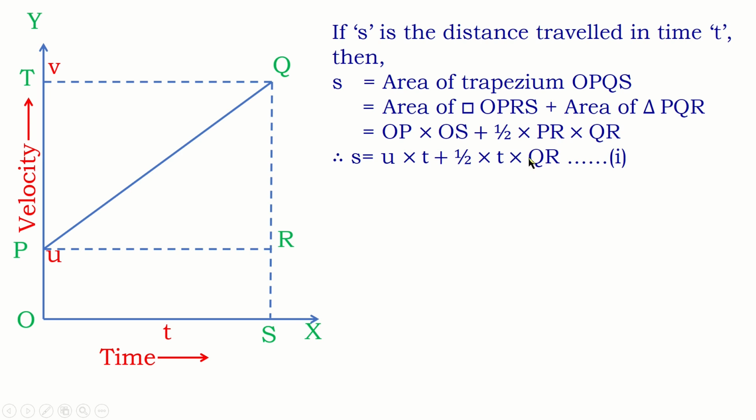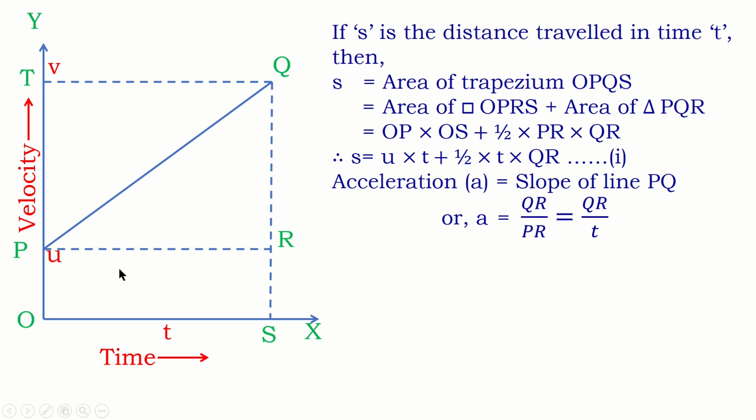Now my planning is to find QR, and I want to substitute this QR with the symbols of equations of motion. Now how can I do so? Acceleration a is equal to slope of the line PQ. Actually in this velocity time graph, this slope represents the acceleration of the moving body, and that's why slope of line PQ means QR by PR. Acceleration equal to QR by PR. QR I am writing the same, but this PR is equal to t, that's why I am writing t.